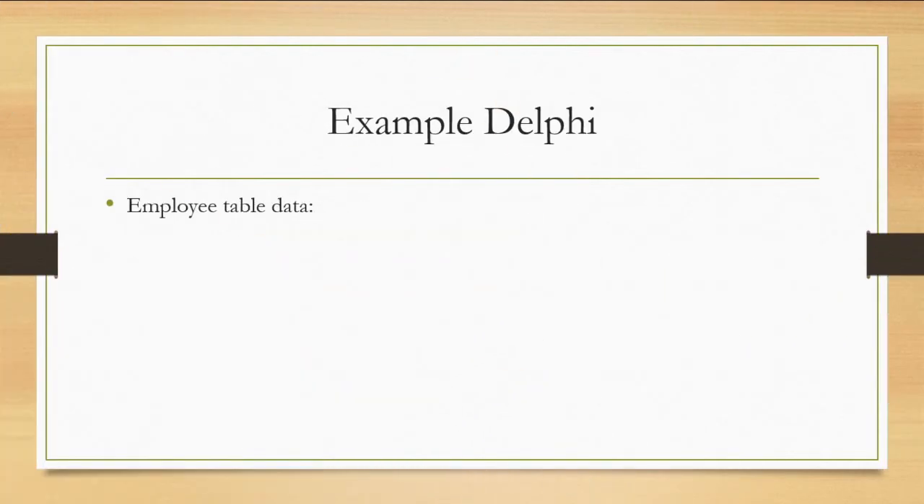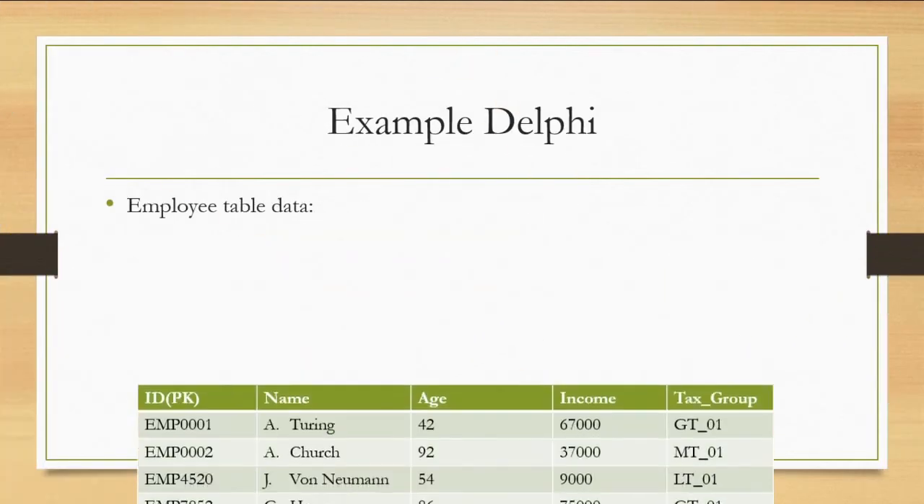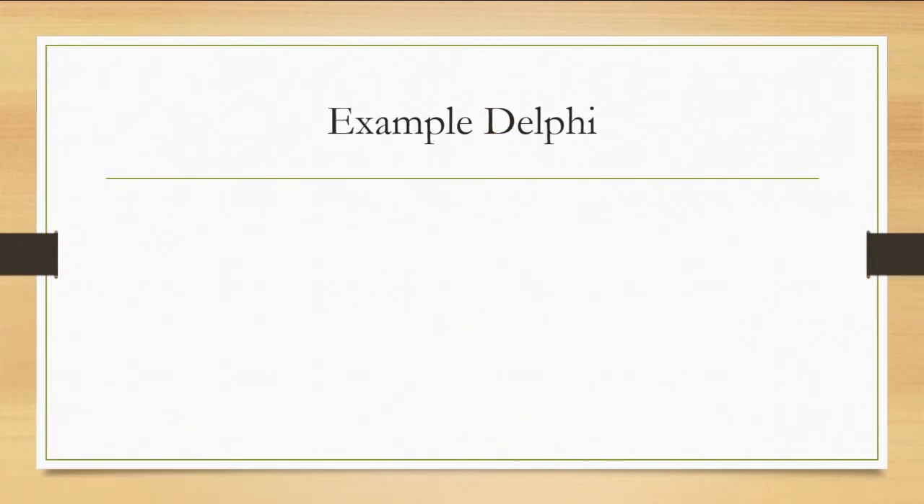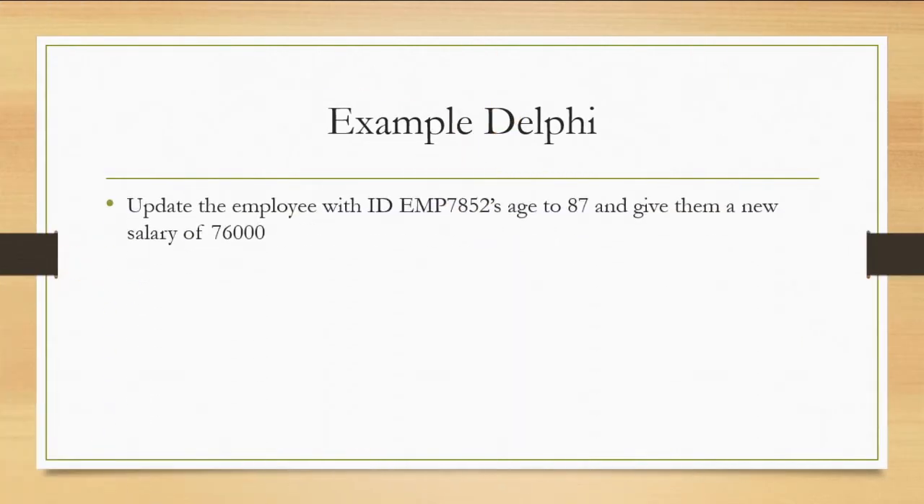Let's look at an example of the employee table data. So there's an example of our data in employee. Let's look at the question. Update the employee with ID EMP7852's age to 87 and give them a new salary of 76,000 Rand.